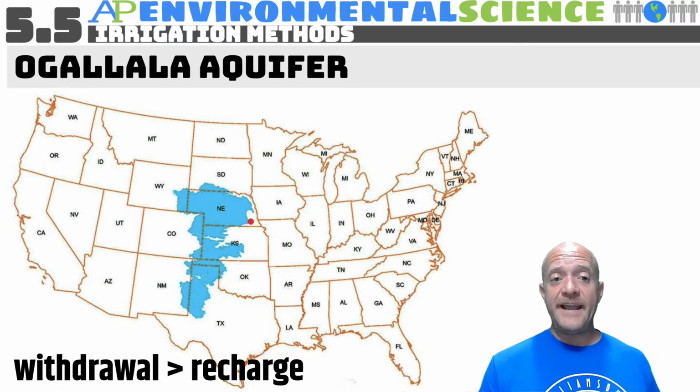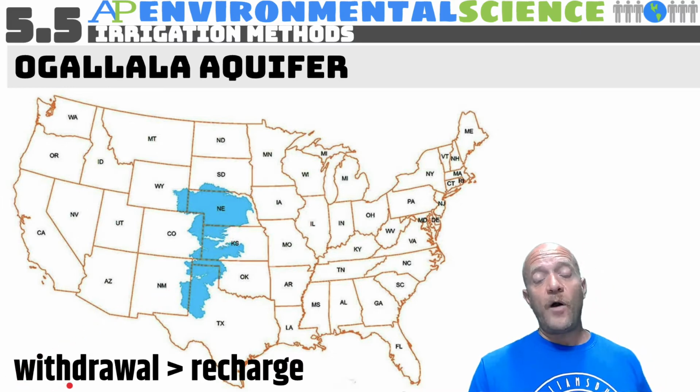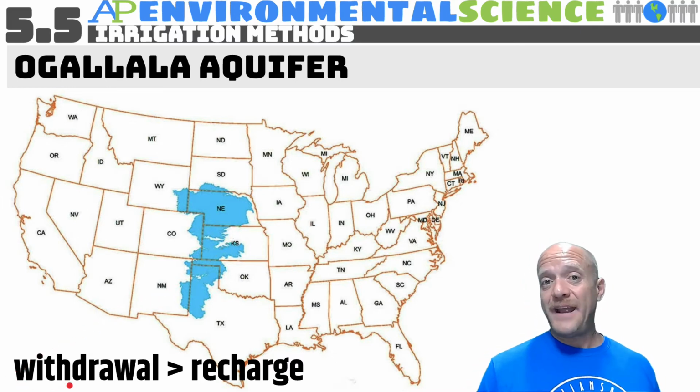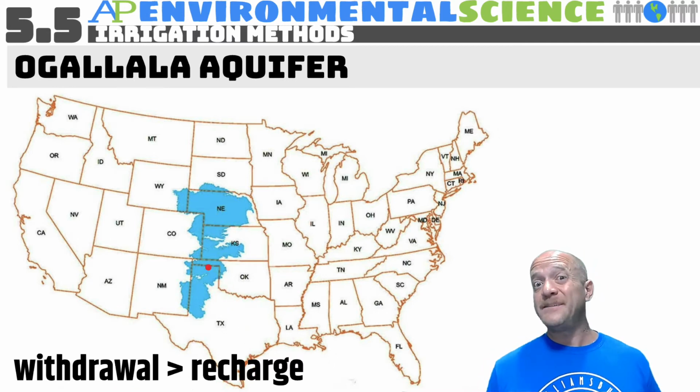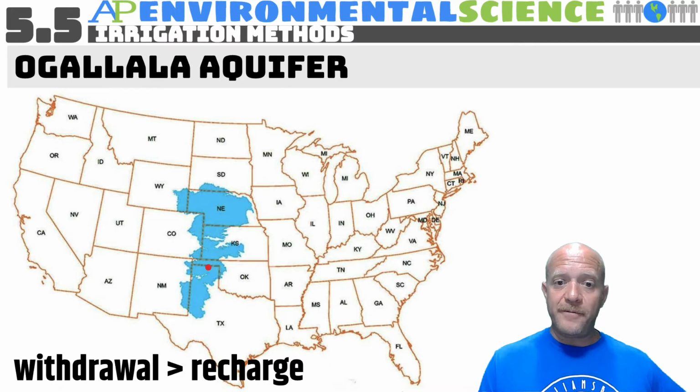So this is a case of tragedy of the commons, where the withdrawal of the water is at a faster rate than it can be recharged. So the Ogallala Aquifer is actually depleting. Now, why is that a problem? Well, let me show you.